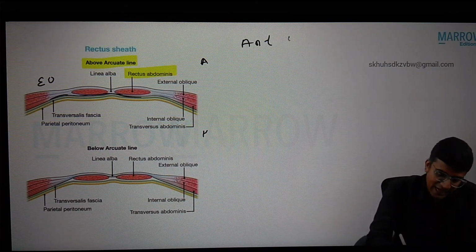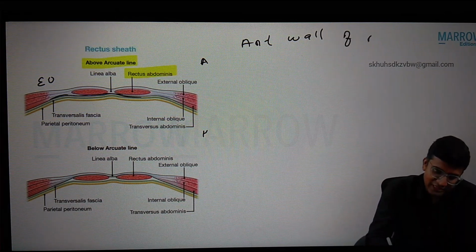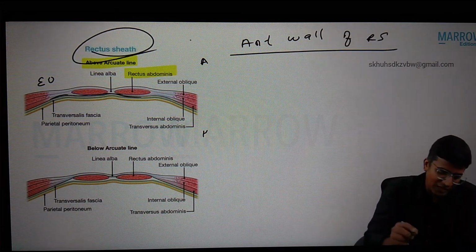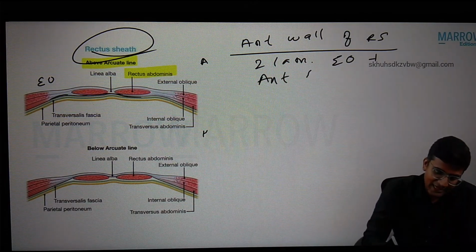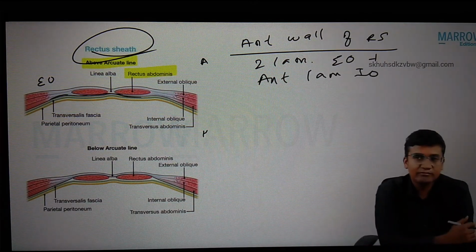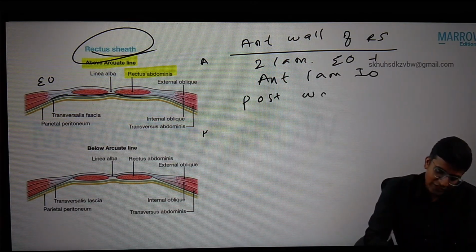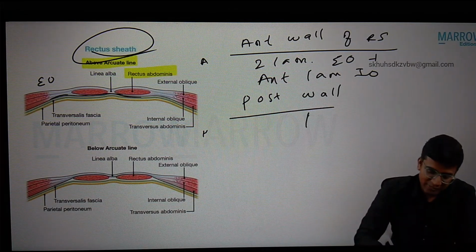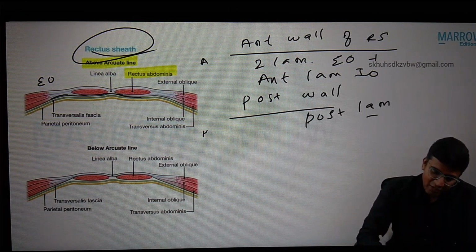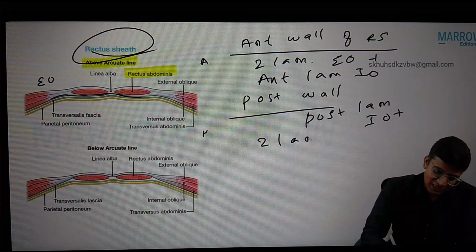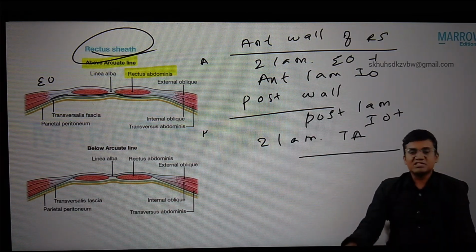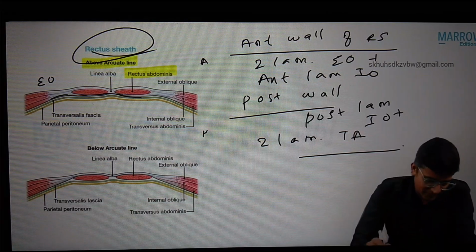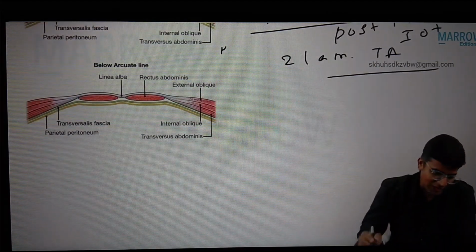So the anterior wall of the rectus sheath above the arcuate line is formed by the two lamellae of external oblique and the anterior lamellae of internal oblique. The posterior wall of the rectus sheath above the arcuate line is formed by the posterior lamellae of internal oblique plus the two lamellae of transverse abdominis muscle. Fine. Next, below the arcuate line.